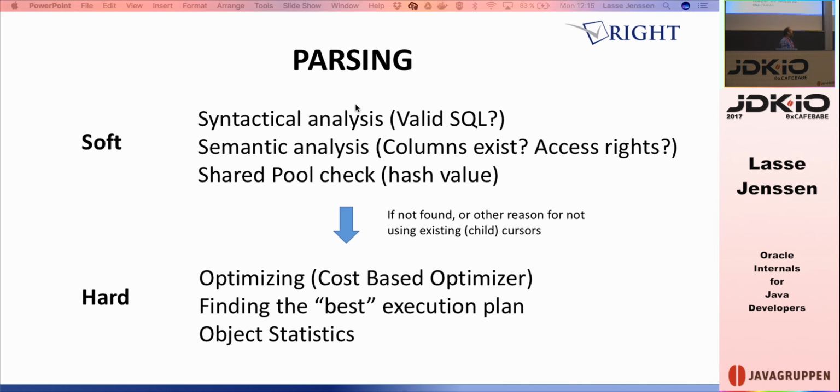So the parse thing, you've probably heard 1,000 times before. It does a soft parse. It has to validate the SQL. It has to check the columns, check the access rights, check the shared pool to see if there exists an execution plan that I can use. If it doesn't exist, it has to do a hard parse, which is very expensive, that you really don't want, unless it's a DDL or a data warehouse query that's going to be run only once.